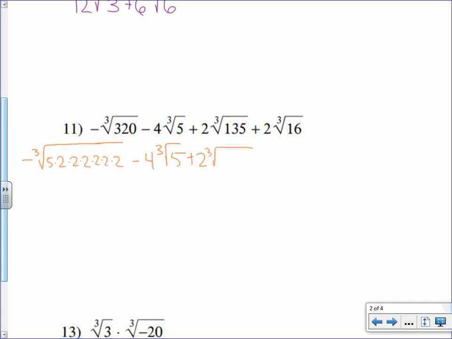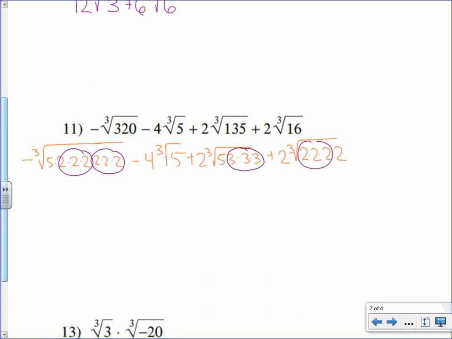When I break down 135, that is going to give me 5 times 3 times 3 times 3. And then when I break down 16, it's going to give me 2 times 2 times 2 times 2. Holy moly. Now I'm looking for groups of 3. Here's a group of 3. Here's a group of 3. Here's a group of 3. Here's a group of 3.